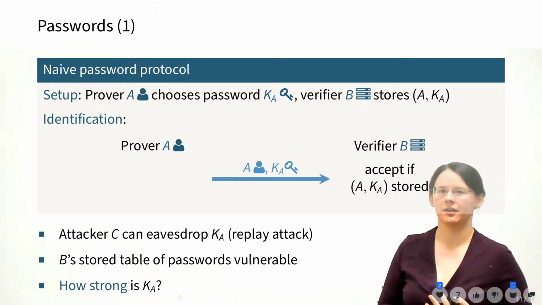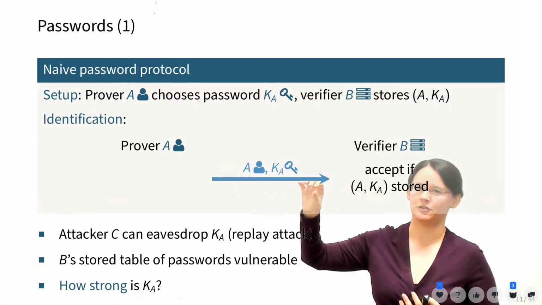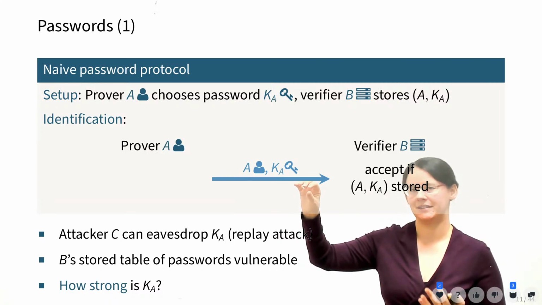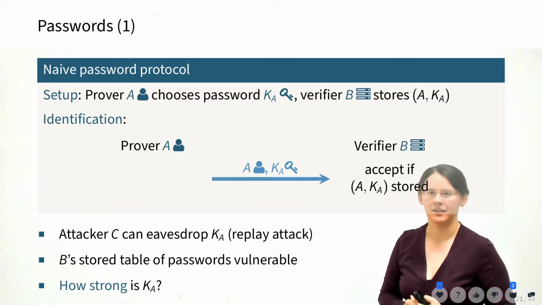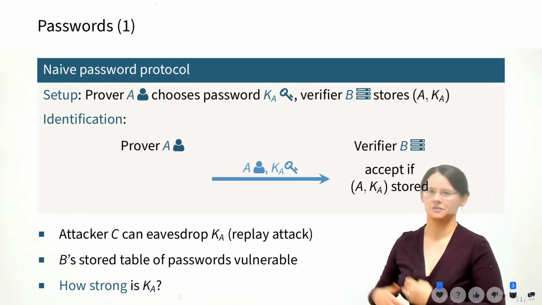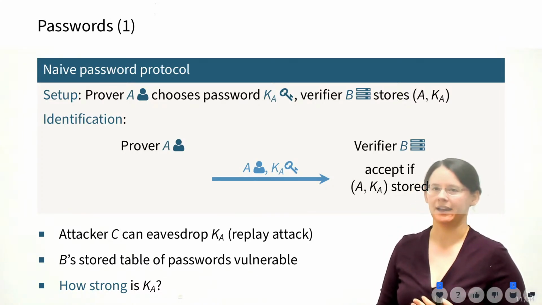So whenever Eve has intercepted this message once, they can replay it at any later stage to also authenticate to Bob as Alice. In other words, if somebody has your password, they can log into Bob as often and at any point in time that they like.